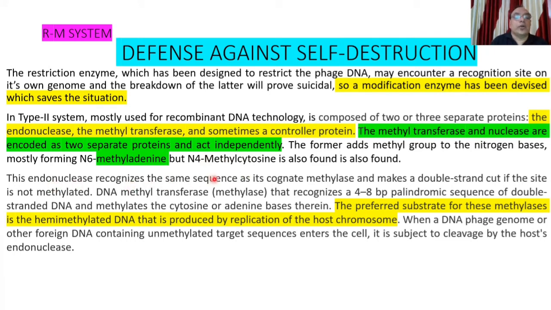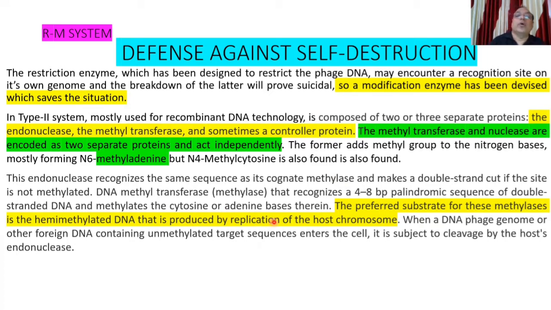This endonuclease recognizes the same sequence as its cognate methylase. So both these enzymes are recognizing the same recognition sequence which the restriction endonuclease attacks. That very sequence is being saved by methylase, transmethylase, by adding methyl groups to them, providing a safeguard against attack by the restriction endonuclease. The preferred substrate for these methylases is the hemimethylated.